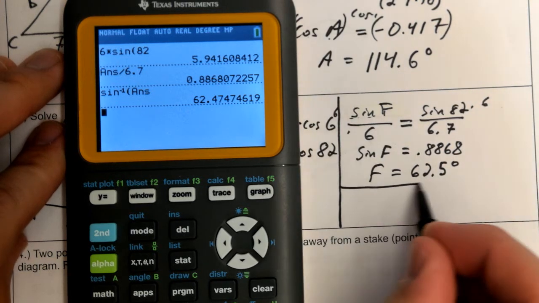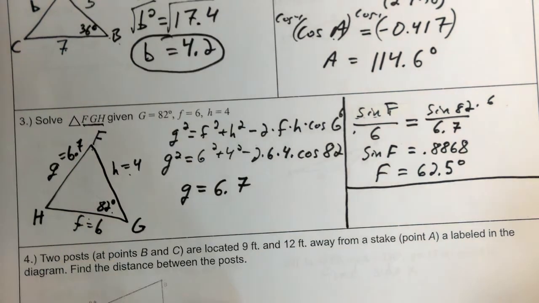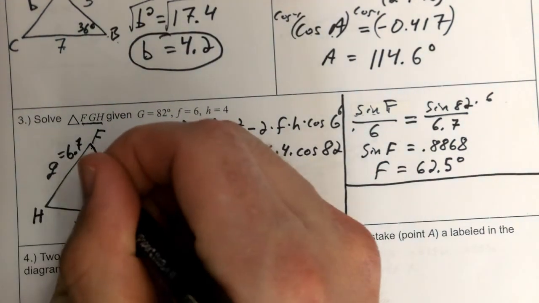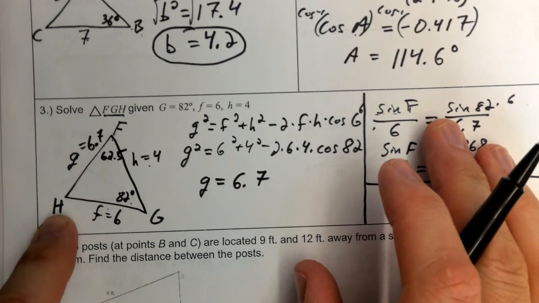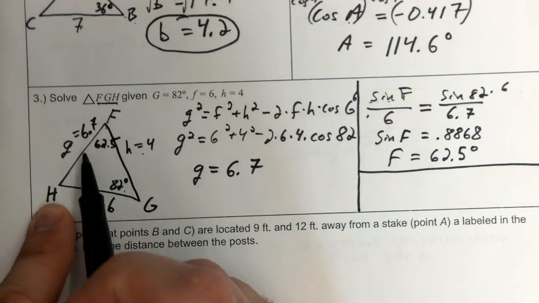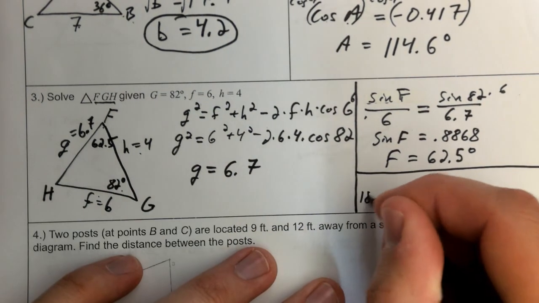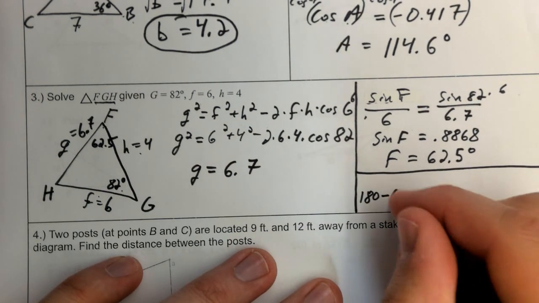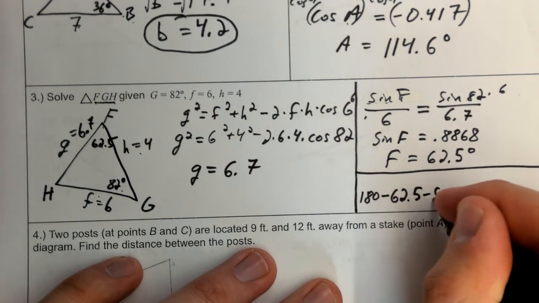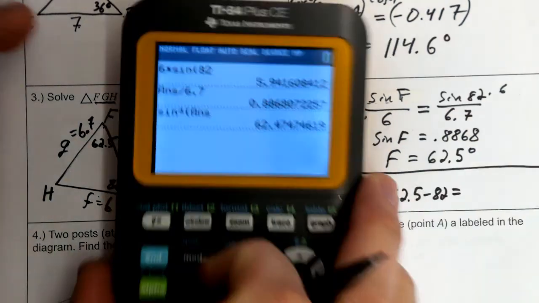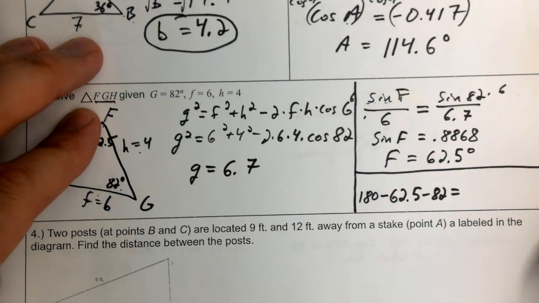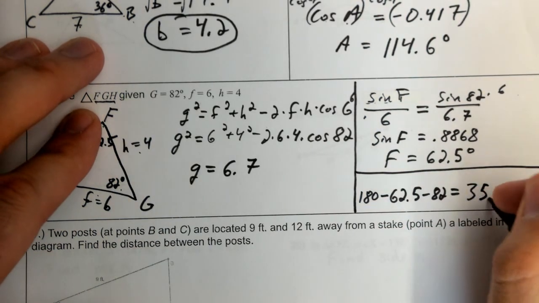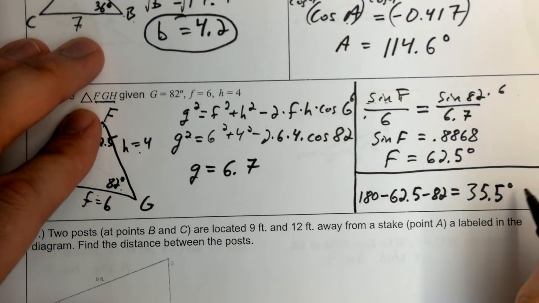Okay? And the last thing we need to do is figure out what angle, so this is 62.5 here. We need to figure out what angle h is. And since all the angles in a triangle have to add up to 180, we're going to go 180 minus 62.5 minus 82. And we'll see what we get. 180 minus 62.5 minus 82. I get 35.5 degrees. This is for angle H.